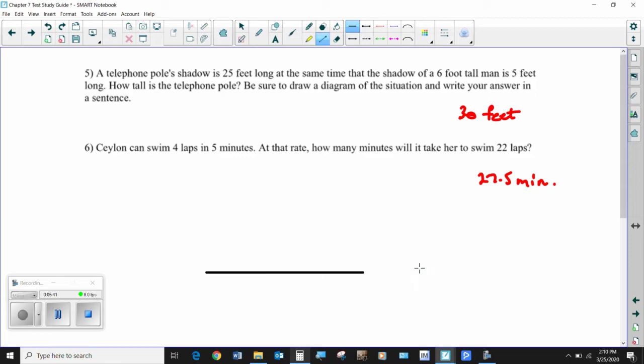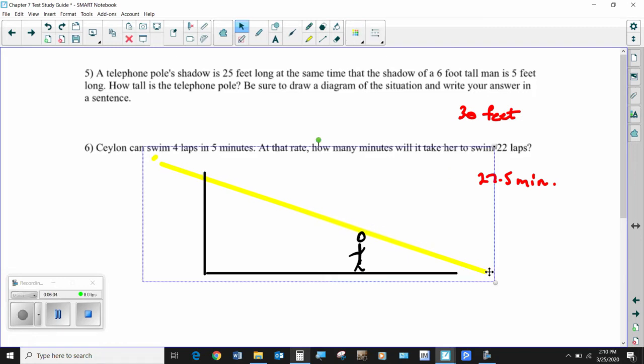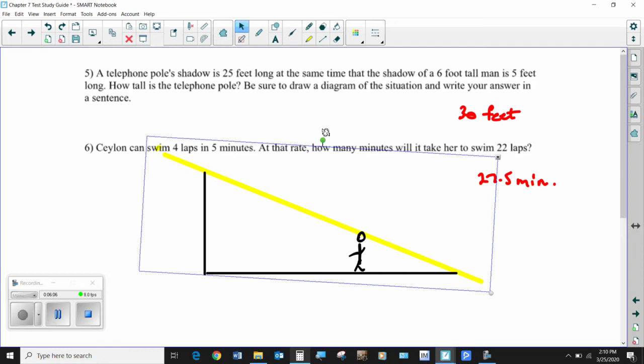Here is a shadow. Here is a pole. And here is our dude right there. And we need a beam of light to come from the sun all the way down to there. Is that going to work? Sure, why not? Oh, goodness. Okay, good enough.